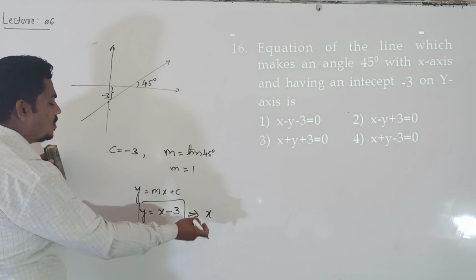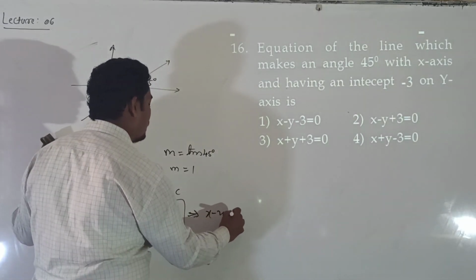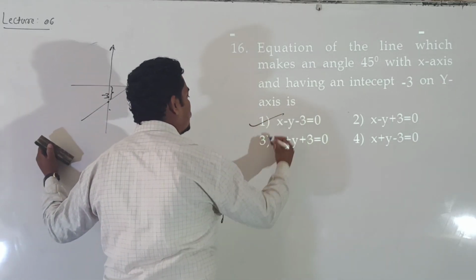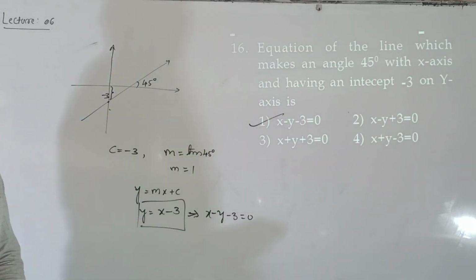Just send this y to the RHS. x minus y minus 3 equal to 0. That is the first option.